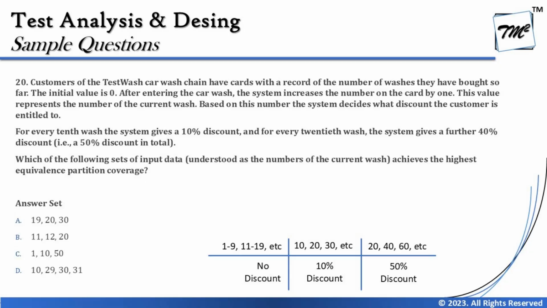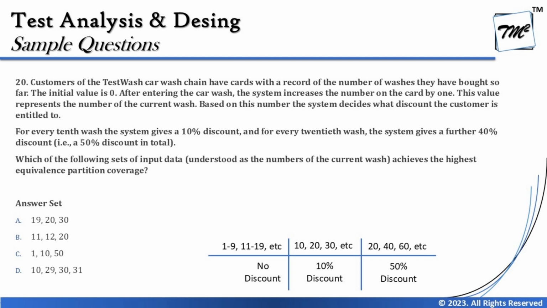So let's go ahead. The very first option says 19, 20, and 30. And if you see here, 19 is in the first range, 20 is in the second range, and 30 is also in the second range. But if you see it otherwise, 20 is also in the third range.